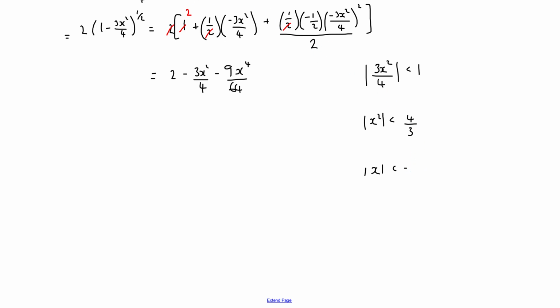Notice I don't need to worry about plus or minus because it's a modulus. If it had been plus or minus, it would just be plus or minus already anyway, so we don't need to worry about that. So that's going to be the square root of 4 over 3. You can rationalise that if you want. No one's going to expect you to. No one's going to care really. Okay, so that's when this one's valid.